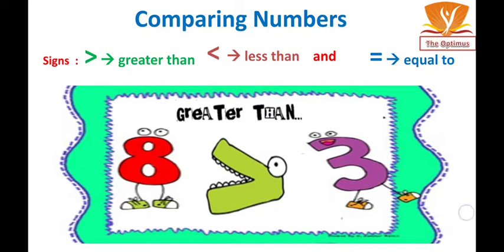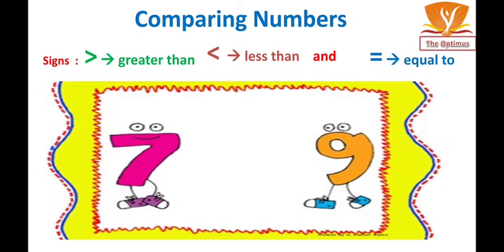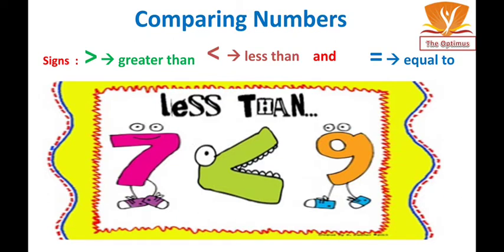And in the next case, 9 is bigger than 7. So, the mouth is open towards 9. What we call the less than sign. It eats up the greater number on its right. We use it when we have a greater number on the right. We read it as 7 is less than 9. So, the open mouth is always towards the bigger number.